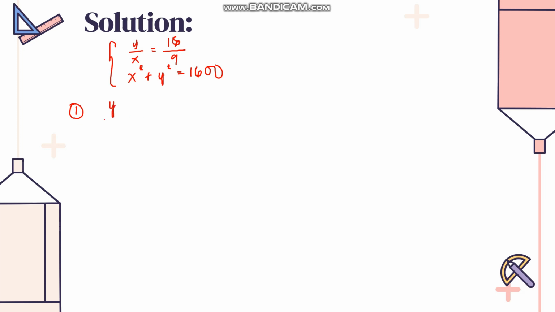So, using equation number 1, which is y over x equals 16 over 9, we have to manipulate this so that we can isolate one of the variables. To do that, we can just multiply both sides by x. This will be cancelled. We have y equals 16 over 9x. And then we will use this value and substitute it to equation number 2.